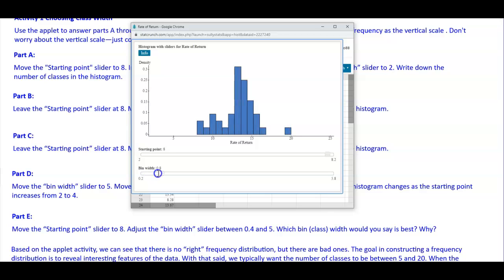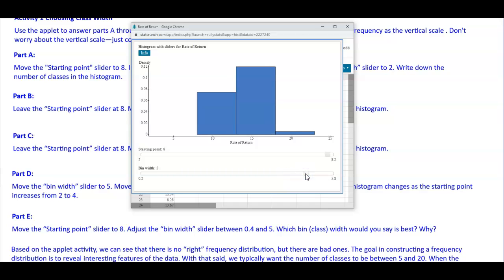So here's 0.4. Okay, there's 0.6, 0.8, 1, 1.2, 1.4, 1.6, there's 2, there's 2.2, 2.4, 2.6, then we get to 3, and then in between 3 to 4, and then let's take a look at what happens between 4 and then 5.